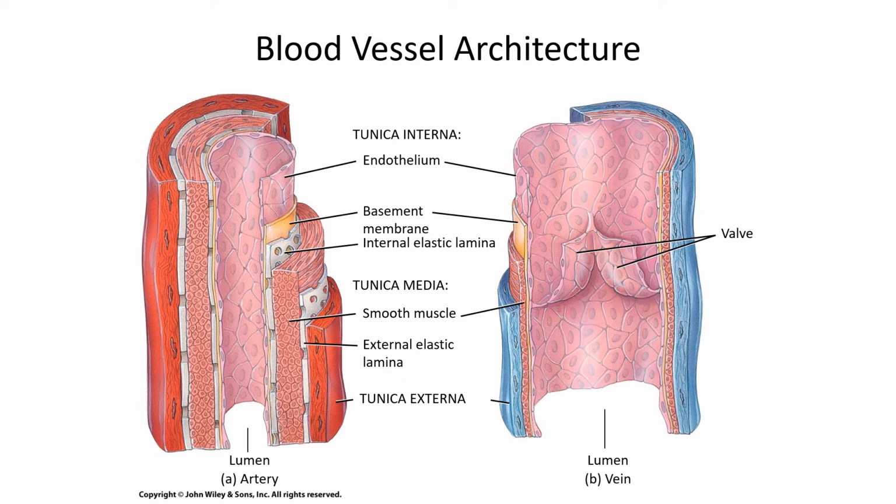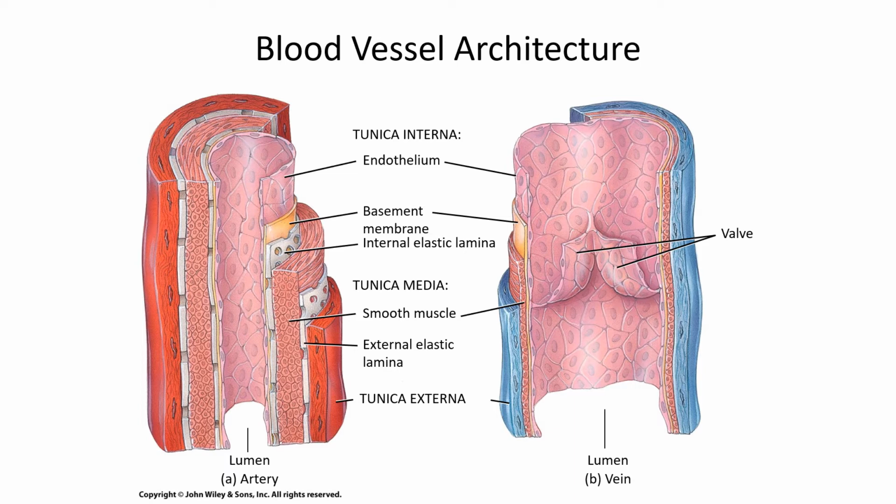Underneath the basement membrane, but only in arteries, we have what's called the internal elastic lamina. It looks like a piece of Swiss cheese in this diagram. It's made up of elastic fibers and collagen fibers, and the holes allow material to pass through more quickly. Outside of that, we have the tunica media, which is made up of smooth muscle. Note that it's much thicker in the artery than it is in the vein. It provides quite a bit of support for the artery.